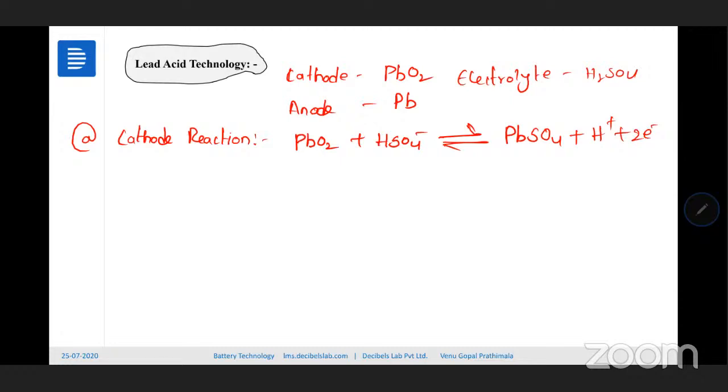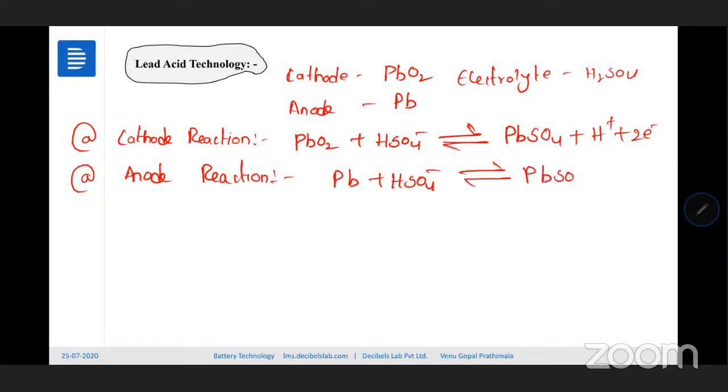And the governing equation for the anode is Pb plus HSO4 minus. Here HSO4 minus comes from ionizing the sulfuric acid. When sulfuric acid decomposes, it gives H plus and HSO4 minus, so that's why it is reacting here with HSO4 minus. And Pb will get divided into Pb plus 2 and 2 electrons. So this is the anode reaction.